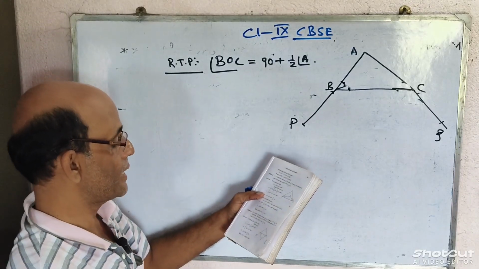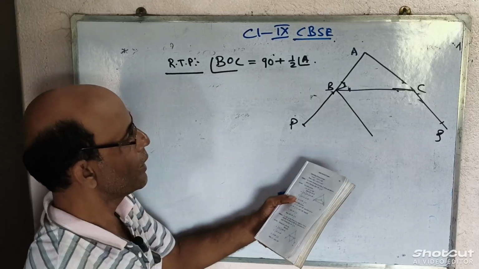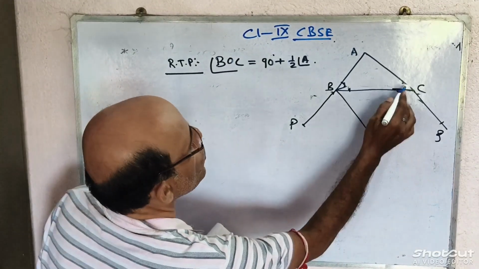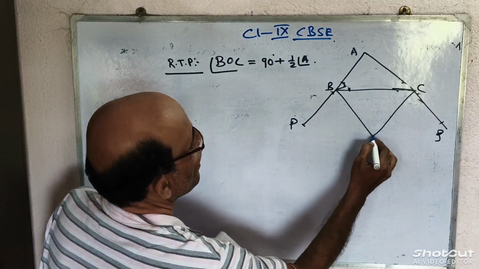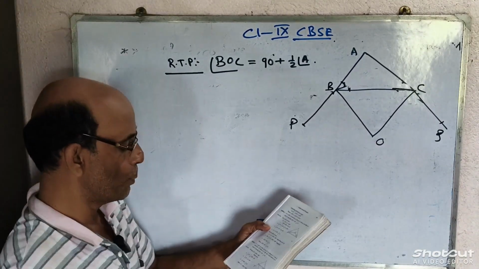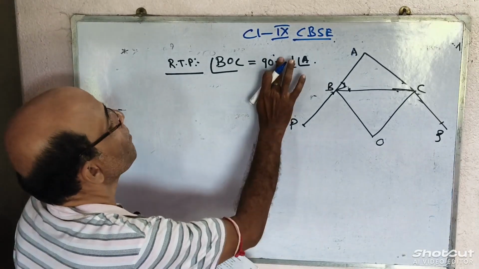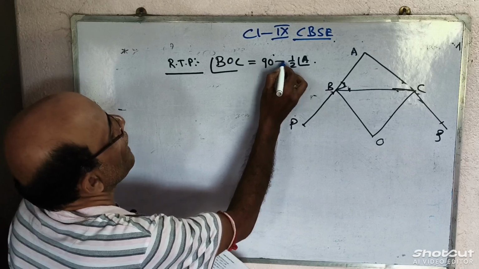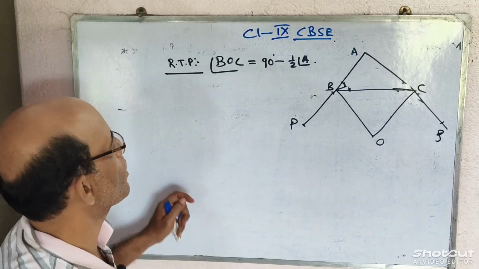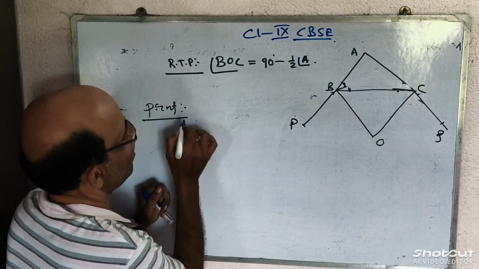The bisectors of PBC and QCB meet at O. You have to prove that angle BOC is equal to 90 minus A by 2. This is also a very important sum.